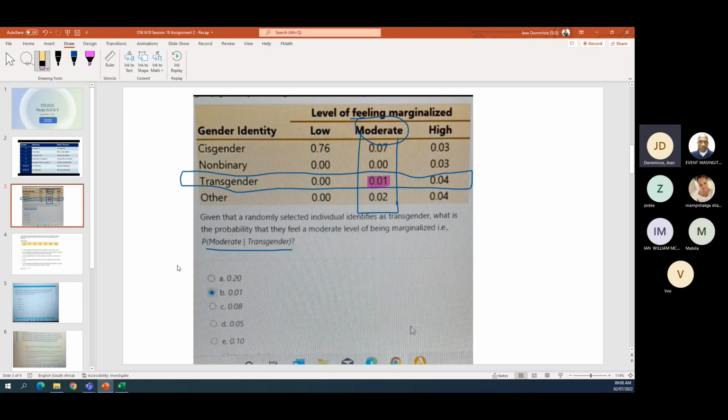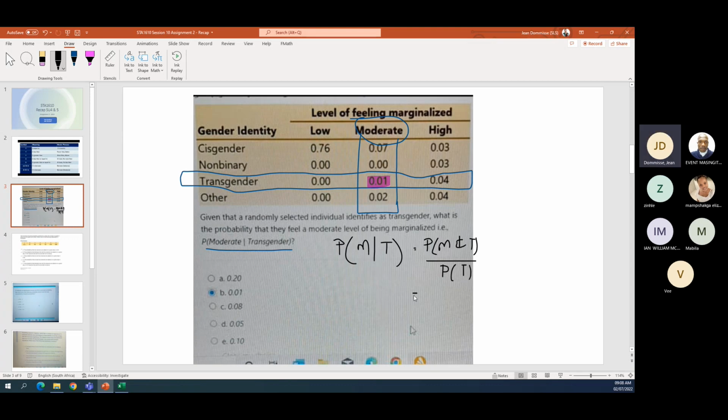So remember, if we have probability, so for this one, much easier to write out your statement. Probability of moderate and transgender is the probability of moderate and transgender. And how I just remember it is divided by the probability of the second one.